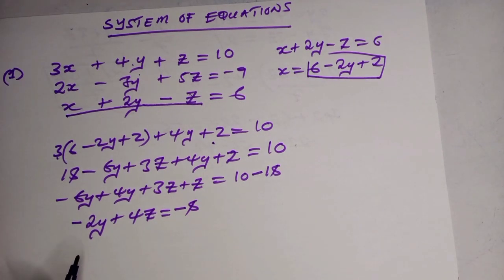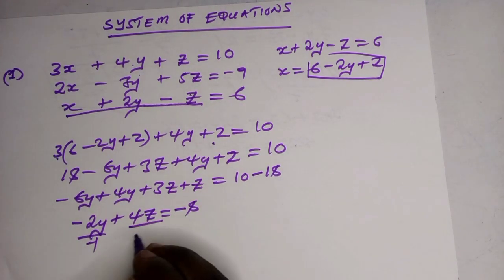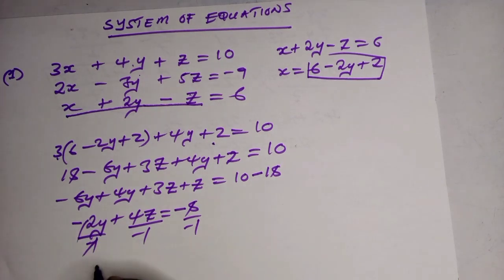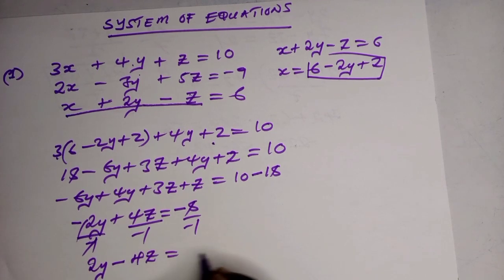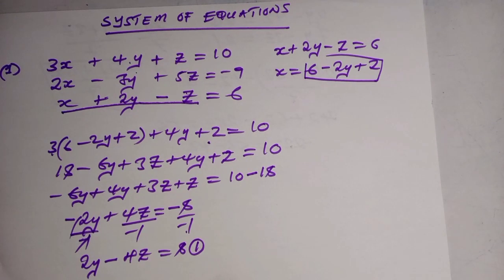Then let's divide by negative 1. We have to make sure that the first number is a positive integer, so we divide both sides by minus 1. It will be 2y, negative times positive, which is minus 4z, equals negative times negative 8, which is 8. This is equation 1.